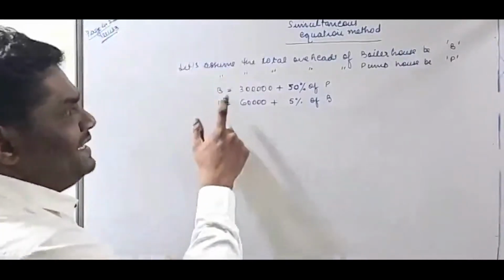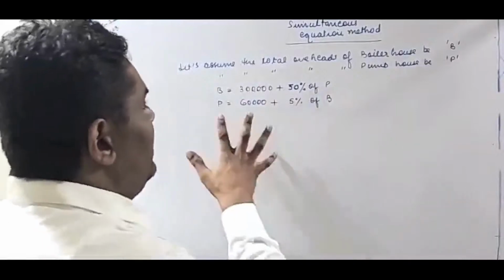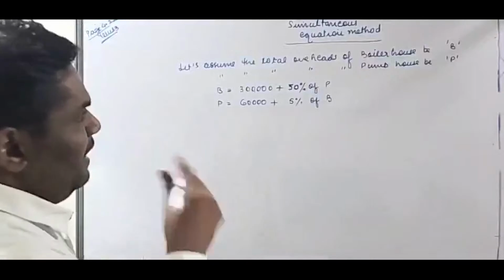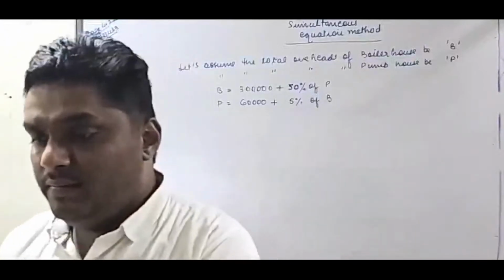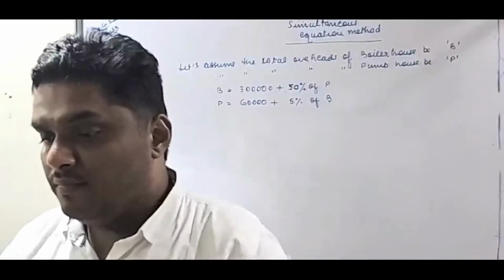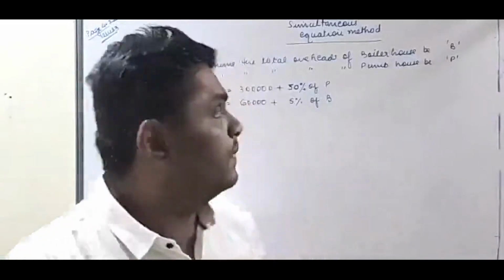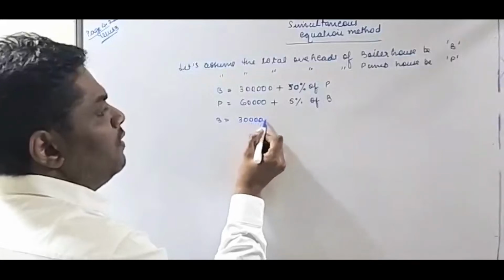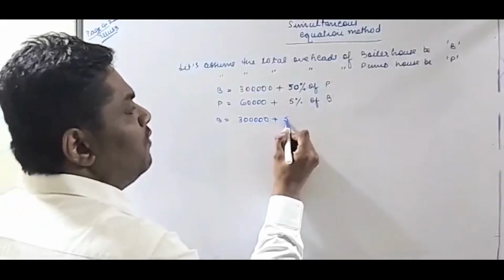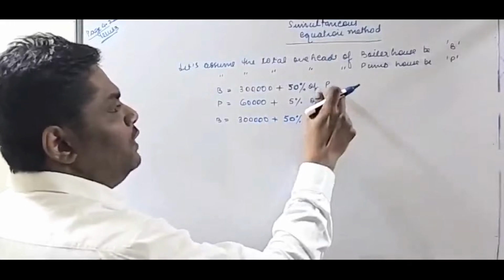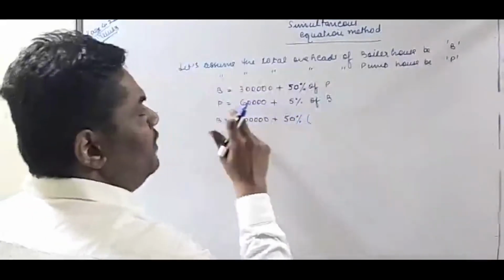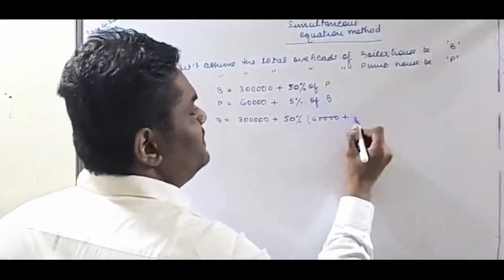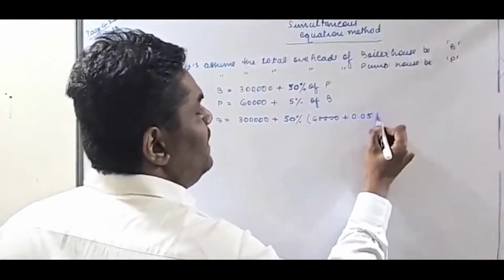So fine, B is equal to 3 lakh plus 50% of P, and P is equal to 60,000 plus 5% of B. So now let's solve this question simultaneously. So B will be equal to what? 3 lakh plus 50% of what? P. And P, the value is given. We have already calculated P, that is 60,000 plus 5%, which is 0.05 B.